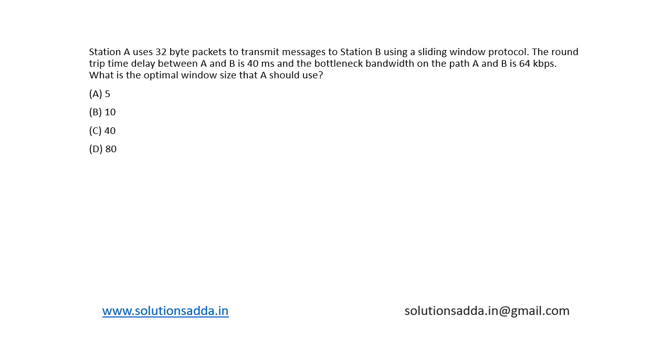This is a question from computer networks. Station A uses 32-byte packets to transmit a message to station B using sliding window protocol. The round trip delay time between A and B is 40 milliseconds and the bottleneck bandwidth on the path between A and B is 64 kilobits per second. What is the optimal window size that A should use?